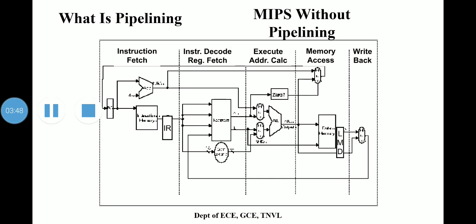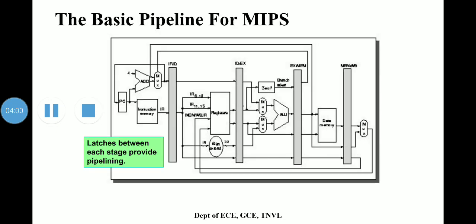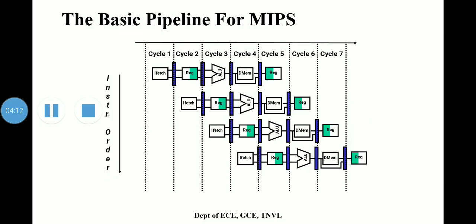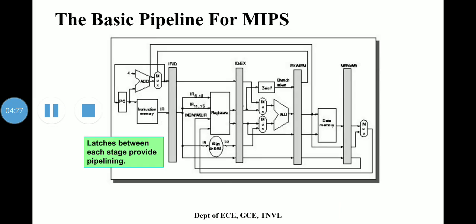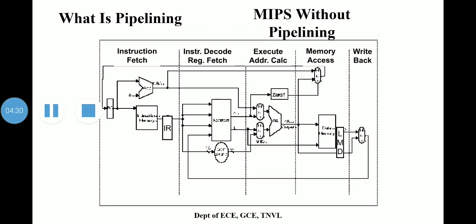So this is a MIPS without pipelining. The first is instruction fetch and instruction decode, then execution, then the memory access, then write back. This is the basic pipeline for the MIPS. Here, latches are used between each stage, which provides the pipelining. The same principles from the analogy apply to processors, where we pipeline the instruction execution. We have already seen this about pipelining.